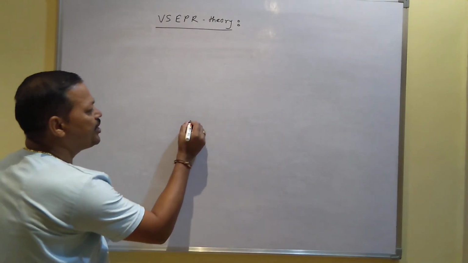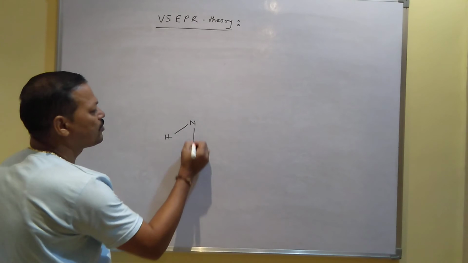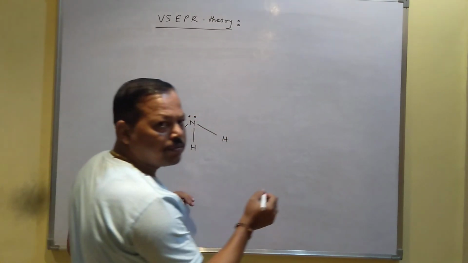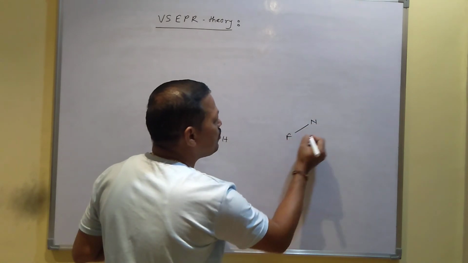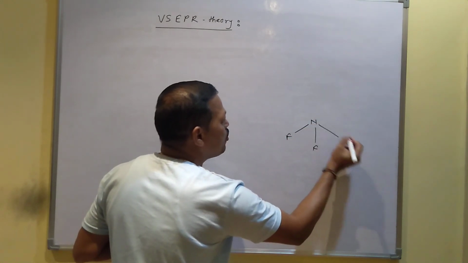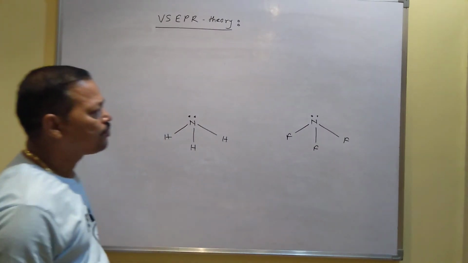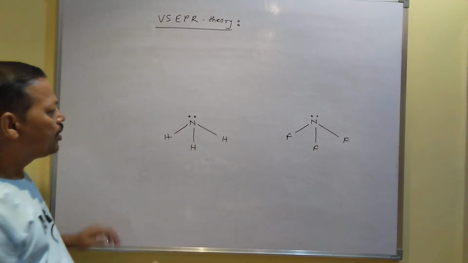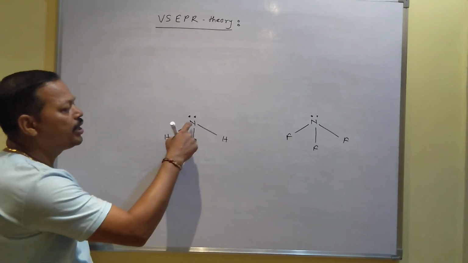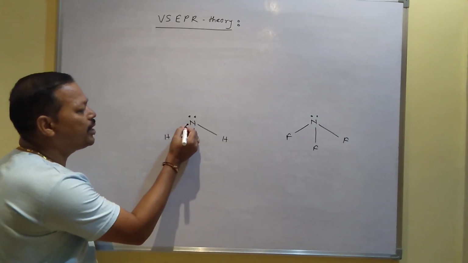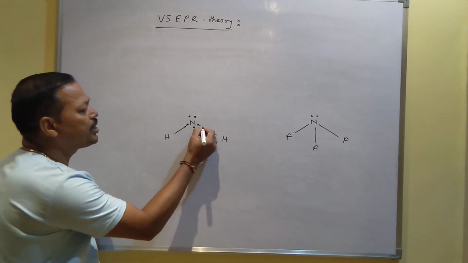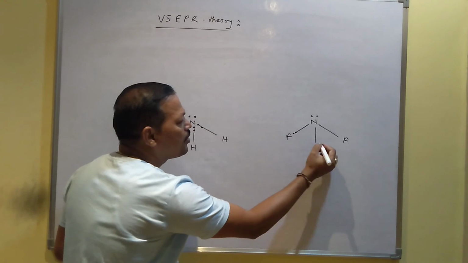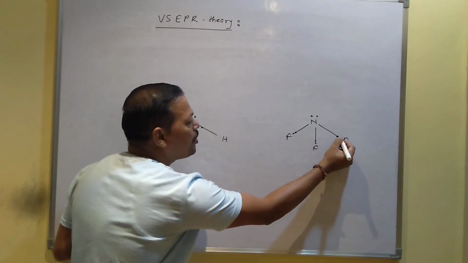This is NH3, which is called ammonia. It contains one lone pair. And this is NF3, which also has one lone pair. Although both the molecules are the same type, their angles are not the same. Here nitrogen and hydrogen are present. You know nitrogen is more electronegative, that's why the electrons will be attracted by nitrogen. Here, between nitrogen and fluorine, fluorine is more electronegative, so the electrons will be attracted by fluorine.